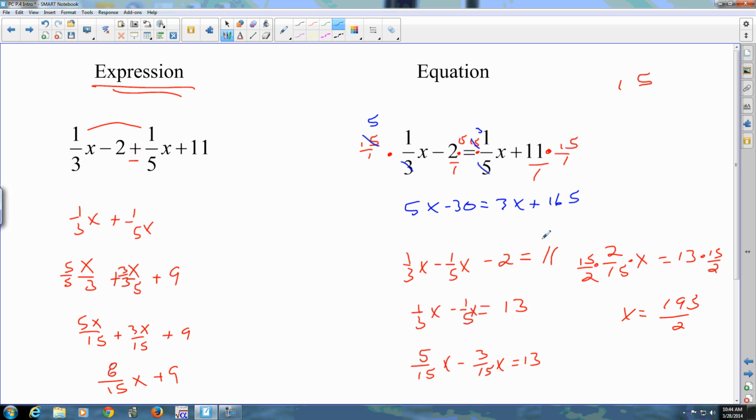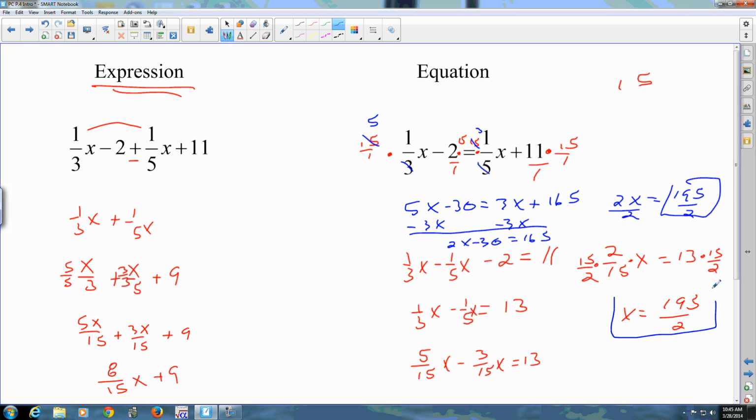Alright, now to solve this, notice in one step, no more fractions, and you're almost done. I'm going to cut the 3x off of both sides. I get 2x minus 30 equals 165. Add the 30 over, and divide by 2. And there it is.